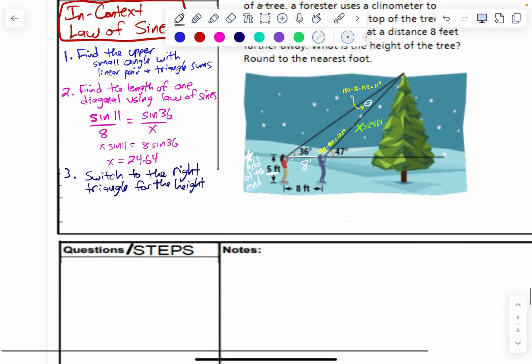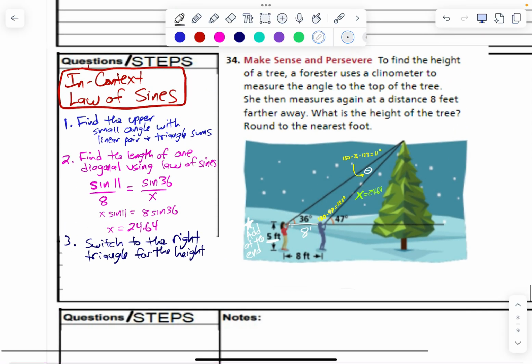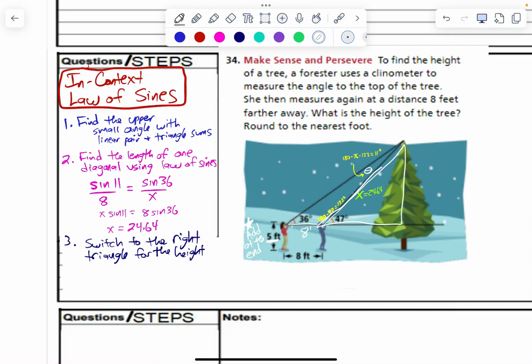Okay, so this is the right triangle we're talking about. Note that we have an angle and a hypotenuse now, right? Okay, so let's pause there. We'll come back and finish.